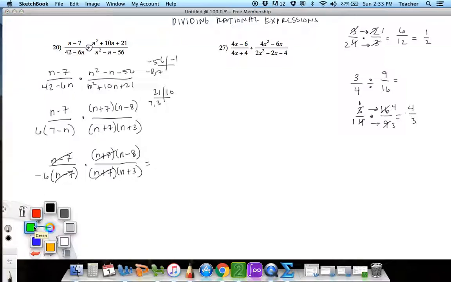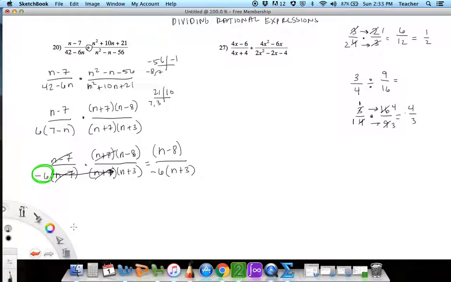Now, please do not forget about this minus 6 in front. Some people get all happy because they found the answer, but then they forget about that negative 6. So we're going to have n minus 8, and then this guy comes across and multiplies whoever is here. So that'd be negative 6 times n plus 3.